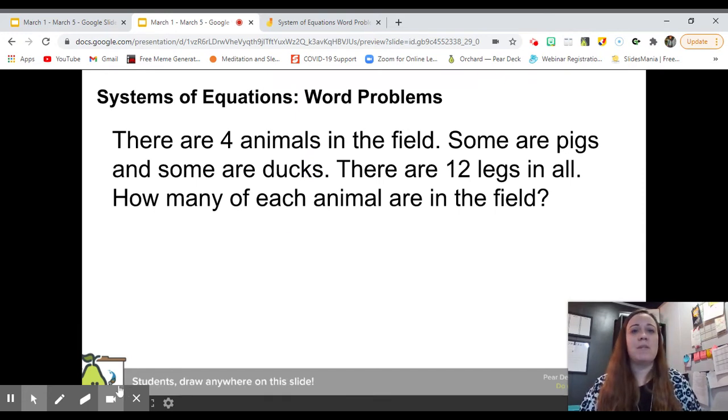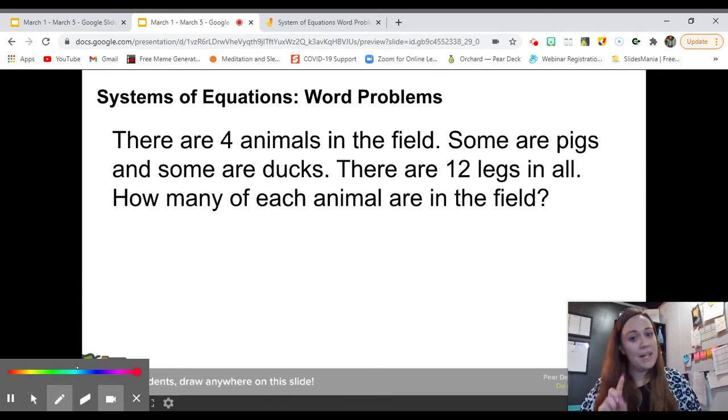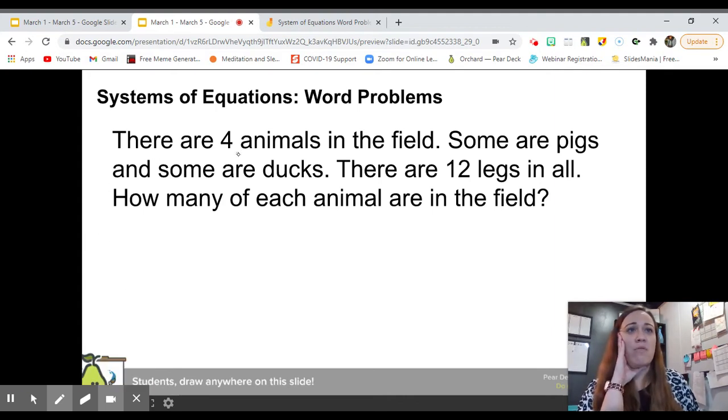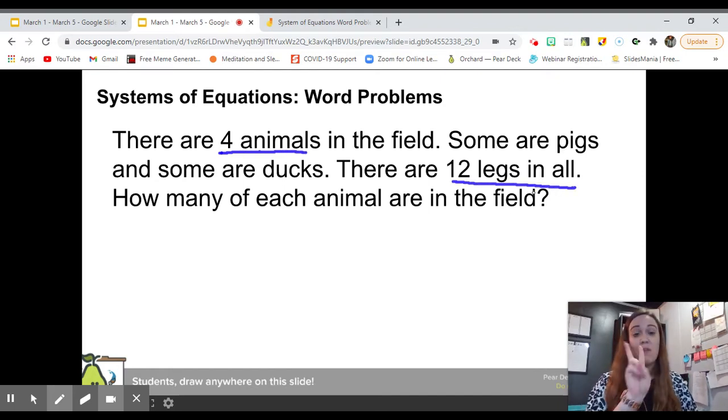So I'm going to look at this particular problem, and we need to determine, based on those steps, what this problem is talking about. As I read, there are 4 animals in the field. Some are pigs, some are ducks. There are 12 legs in all. How many of each animal are in the field? So we need to pick out the 2 pieces of information that are given to us. I know that we're talking about 4 animals, and they're also talking about legs. So there are 12 legs in all. Okay, so we have 2 equations that we need to represent.